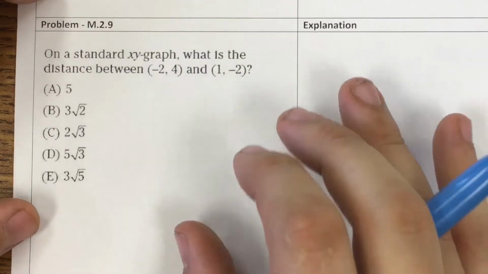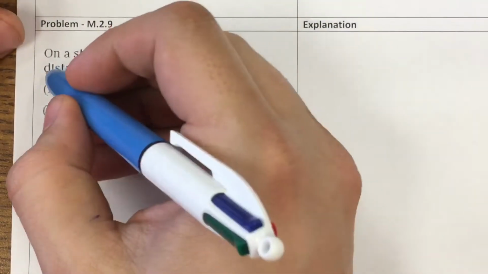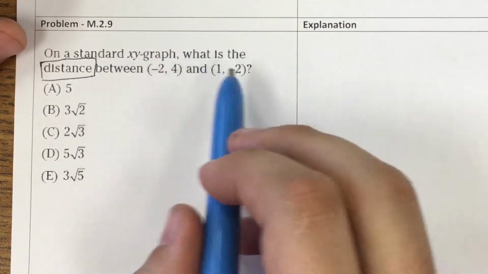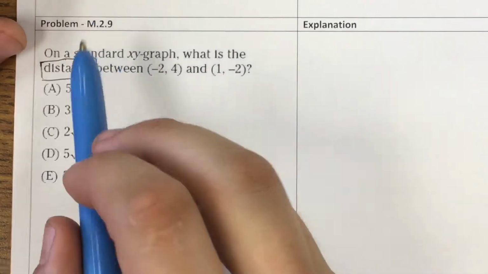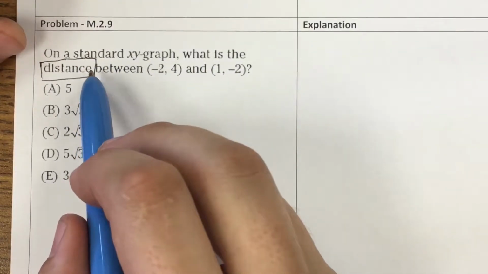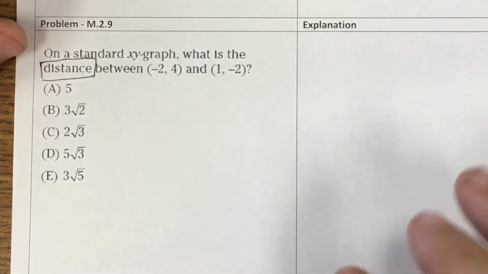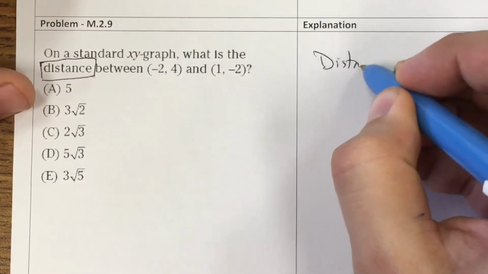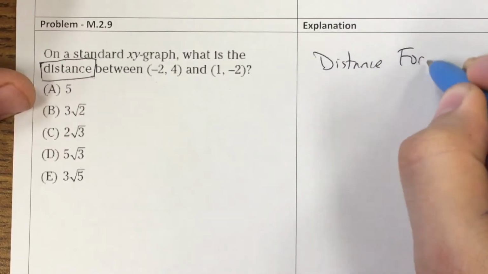The key word in problem M.2.9 is distance. You may be tempted to think this is a slope problem or an intercept problem or a midpoint problem because you have 2 points. But the key is to make sure you understand that distance is what's being asked for. And the way to find the distance between 2 points is to use the distance formula.